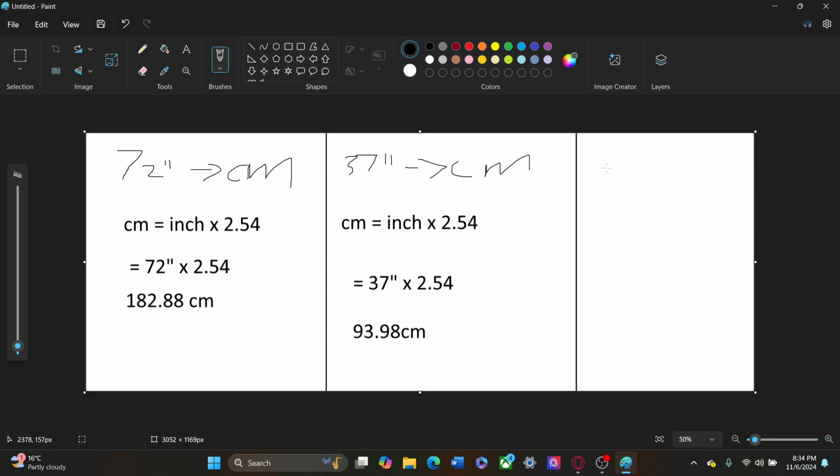Okay? Now, what I'm going to do is I'm going to give you another one. And when I post this, I'm going to ask you for the answer. You're going to give me the answer when you have the time, okay? So, we'll give you an easy one. We'll do 43 inches to centimeters. Okay? Easy.